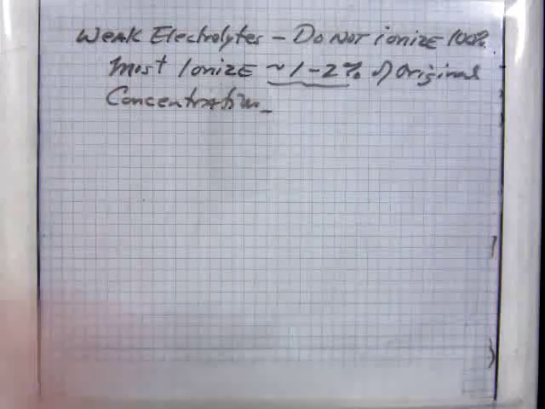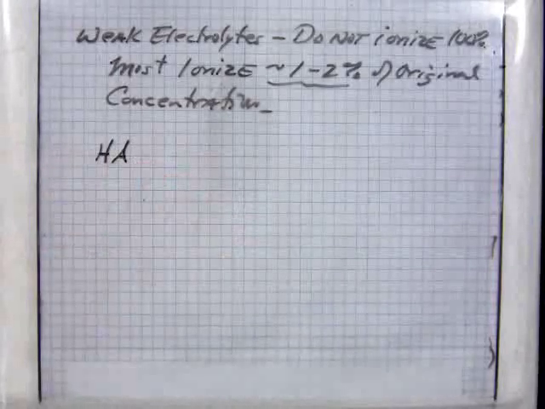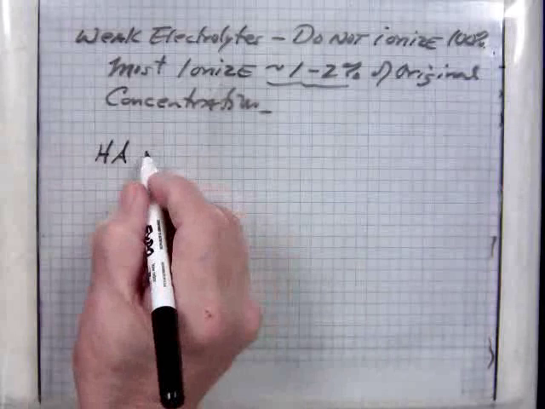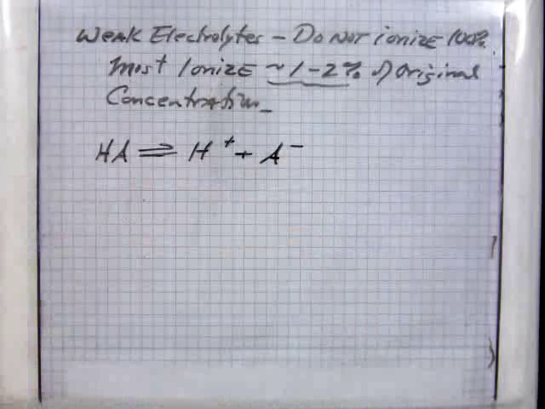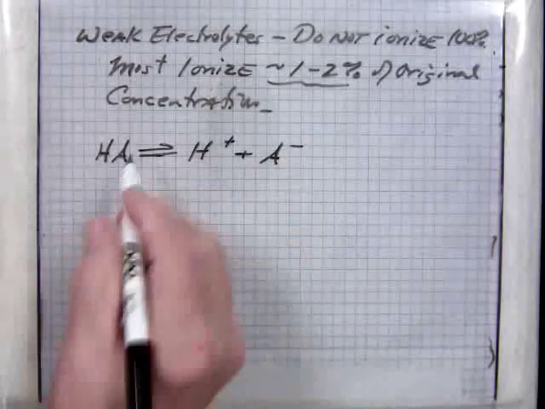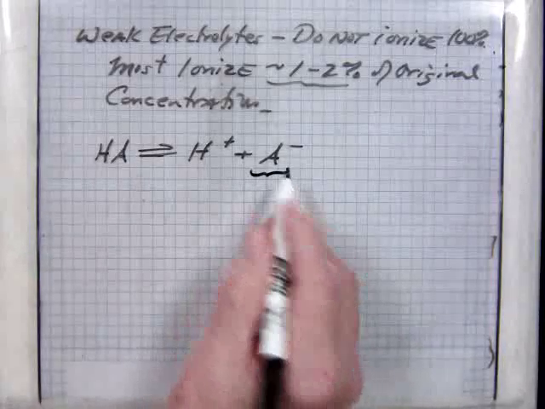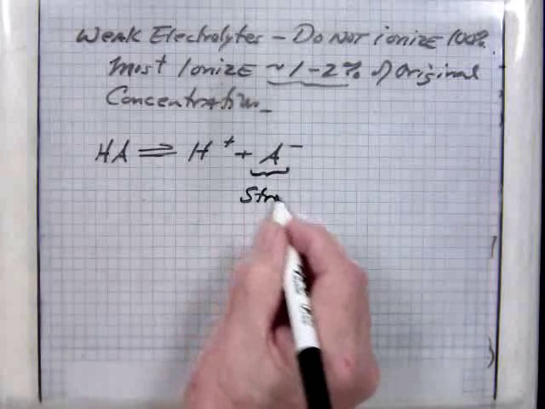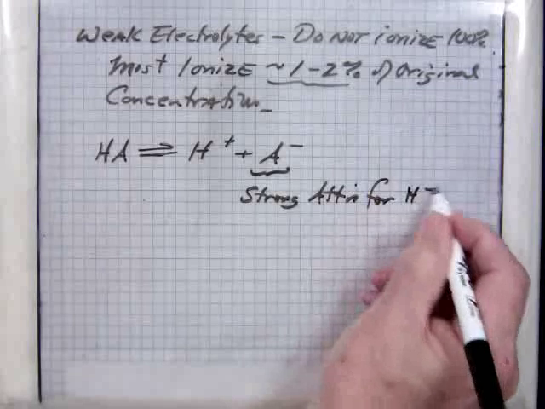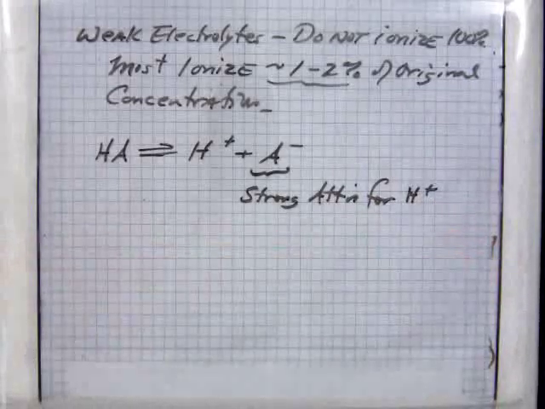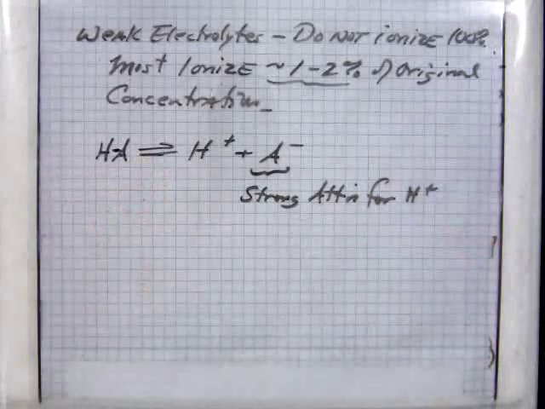If we take a weak electrolyte, hypothetically, HA, could be acetic acid, benzoic acid, or whatever acid, then we know that this will ionize into H plus and anions, a conjugate base like this. But what you need to understand about this, the anion in here has a strong attraction for H plus. That's why it's a weak acid. The anion bond in here is very strong compared to, say, the strong acids.